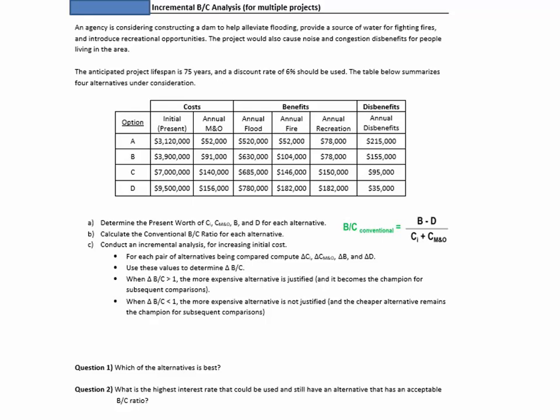The benefits, there's different kinds of benefits. This dam is going to help with preventing flood. It's going to have fire protection benefits and then also recreational benefits because maybe people are boating on the reservoir or catching fish, something like that. But then there are also disbenefits. And so if we just look at it at first glance, it seems like option D has a lot less disbenefits than option A. Some of those amounts, most of them are annual, just the initial construction costs are in the present.